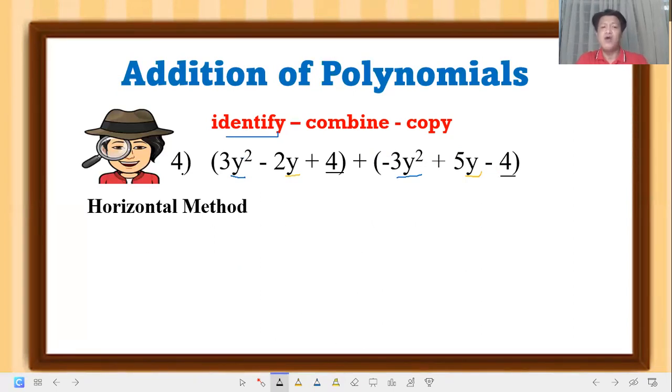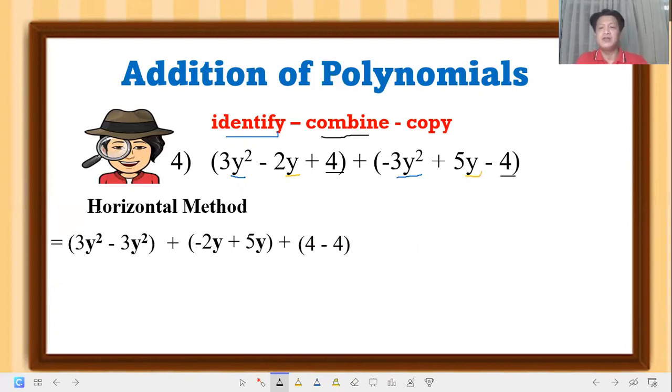Okay. And then, you are going to group together. Okay, meron tayong tinatawag na horizontal. Yung ginagawa natin kanina, yung first 3 example, we call that horizontal method. Nakapahiga po kasi yung solution natin. Okay, and that is you're going to group together yung like terms natin. And then, i-plus natin yung first degree and then yung constant. Ayan. And then you can now proceed to combining like terms.